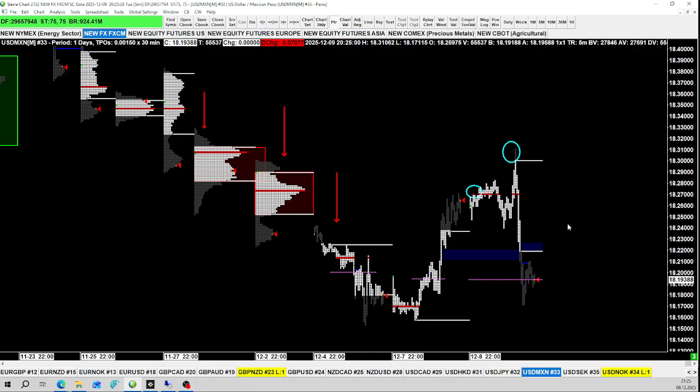Or maybe trail it somehow, I don't know. So yeah, that's just my thoughts about this trade, and hope you had fun.